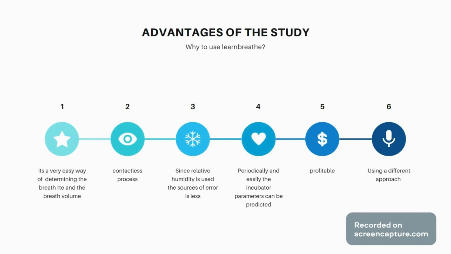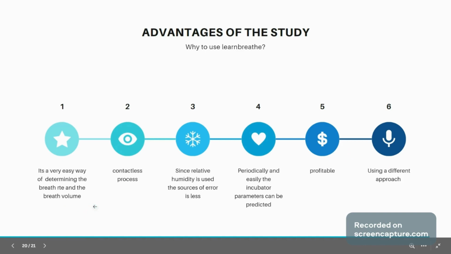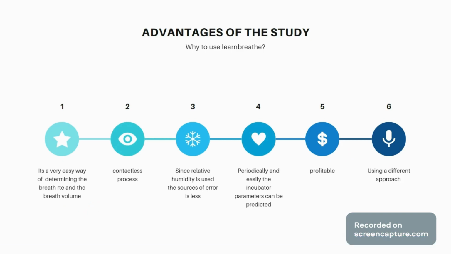Advantages of this study. It is a very easy way of determining the breath rate and the breath volume. Since we are not taking any samples, we just take the age and the weight of the child, and we predict the approximate breath rate that it should have for that particular age and weight.